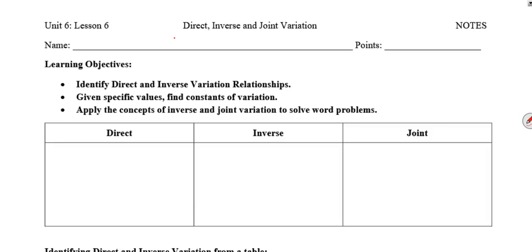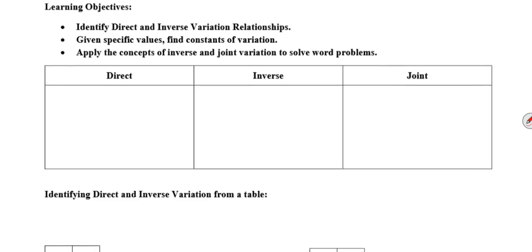Okay, so welcome to the Unit 6, Lesson 6 video on direct, inverse, and joint variation. Our objectives for today are to identify direct and inverse variation relationships, given specific values, find the constants of variation, and apply the concepts of inverse and joint variation to solve word problems. All right, so direct variation, we'll start off here.